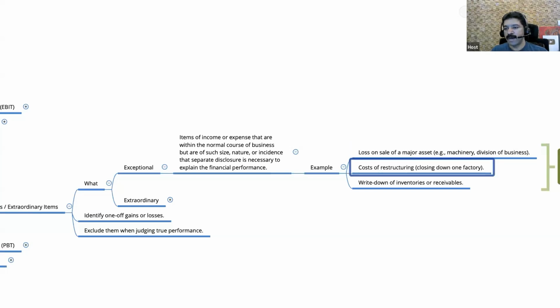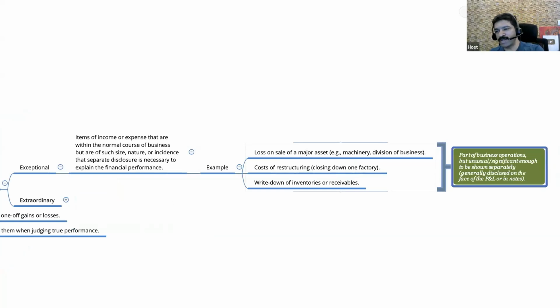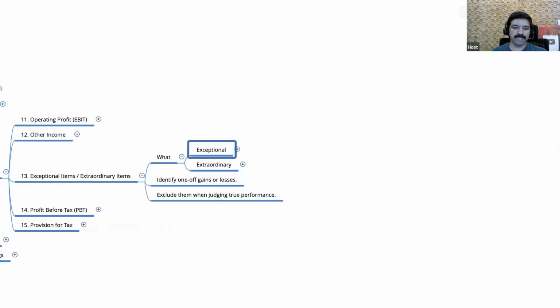Or let's say a factory is closed, so there is a restructuring cost involved. Or let's say some inventories we are going to write off, they have become obsolete, or some debtors are not going to make payment at all, so we are going to write off. These are all within the normal course of business only, but we are calling them exceptional because they are of such size or nature. These are part of business operations, but they are unusual, so they have to be shown separately. That is exceptional items.